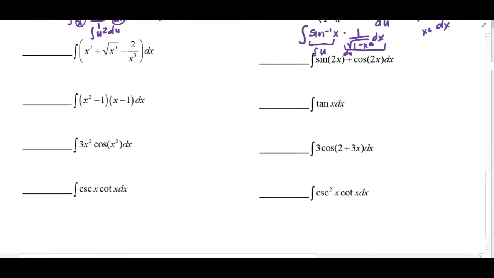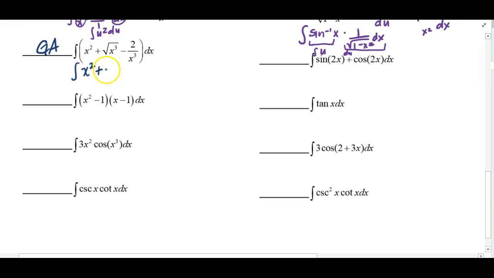Alright, so now looking at these next couple problems, I have x squared plus the square root of x cubed minus 2 over x cubed. Now this one, every single piece is being added or subtracted, so I can take the general antiderivative of each one separately. So the only thing I want to go over about this problem is how to rewrite each piece so that I can apply the power rule.